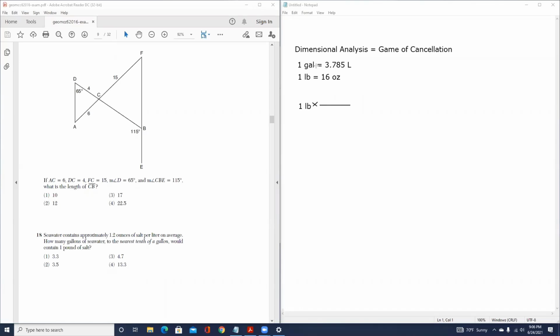Now, the first thing we're going to multiply is to cancel out that pound. We're going to plug in our prior ratio of 16 ounces to 1 pound. Then we're going to multiply that by what's given to us in the question, which is for every 1 liter of seawater, there is 1.2 ounces.